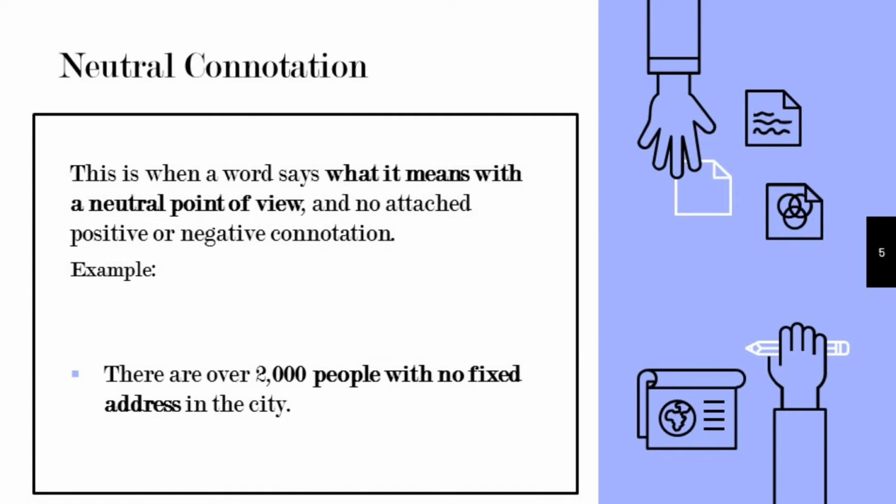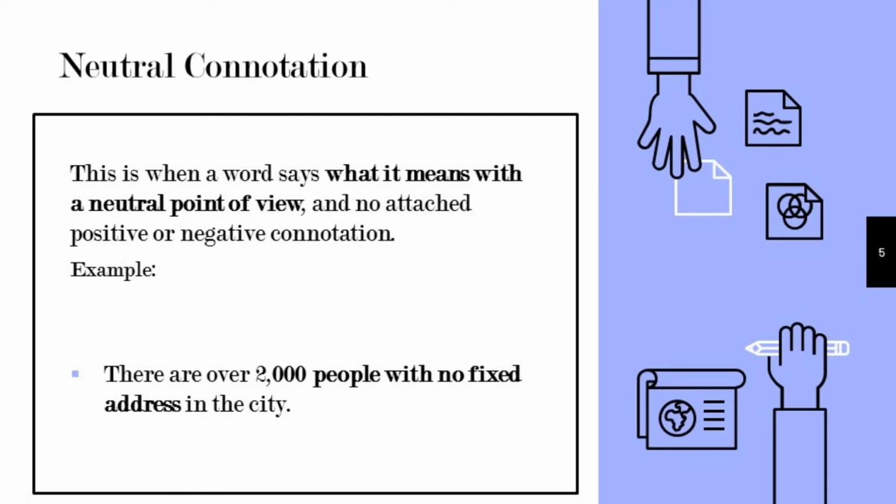So for the next slide, we have the neutral connotation. It says here that this is when a word says what it means with a neutral point of view and no attached positive or negative connotation. This type of connotation is very common and widely used in different situations. So the person neither develops a positive nor negative connotation. When a word expresses itself without attaching a positive or negative meaning, it is said to be neutral.